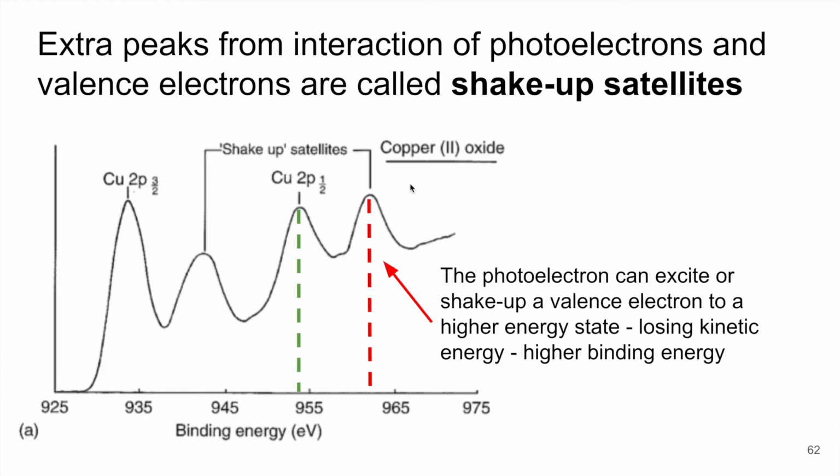And so it's not necessarily a bad thing. It can also help us identify copper or the type of copper that we have. So that's just one thing in addition that we tend to see, these shake-up satellite peaks.